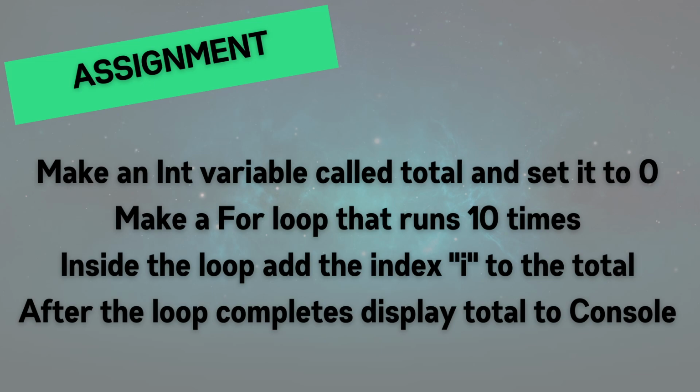What I want you to do is make a variable called total, set its value to 0, and then make a for loop that's going to run 10 times. Now inside the loop, I want you to add the index variable that you created in the loop. I demonstrated using the letter I. That's good practice, and I would recommend using that. But what you want to do is add that letter I to the total every time it loops. And then after the loop is complete, display that total to the console. So give that a try. If you have any trouble, I'm going to show you how to do it in the next video here.